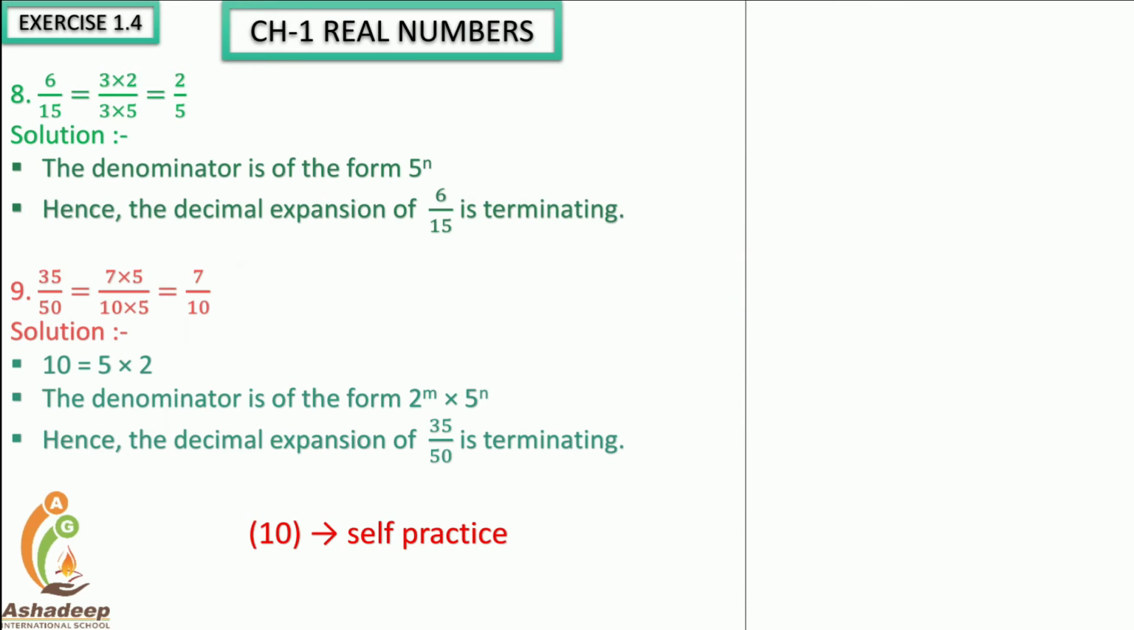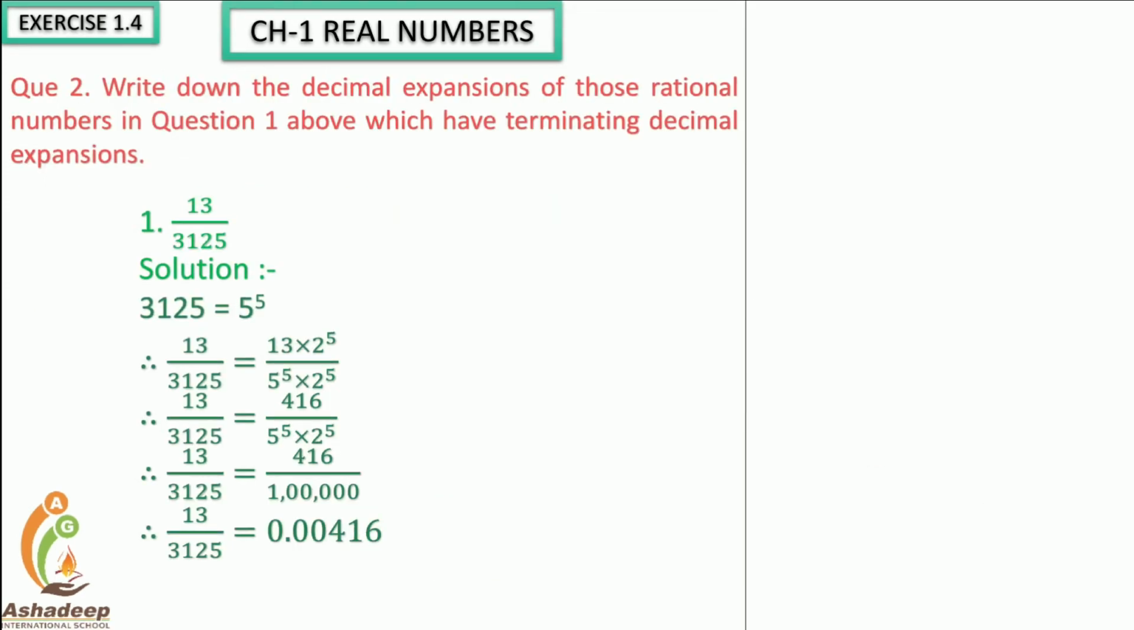But if you want to go step by step, then 10 is equal to 5 into 2. So the denominator is in the form of 2 power m, 5 power n. Hence the decimal expansion of 35 divided by 50 is terminating. And the last sum, the 10th, is self-practice. Easy sum, right? You need to do it by yourself.